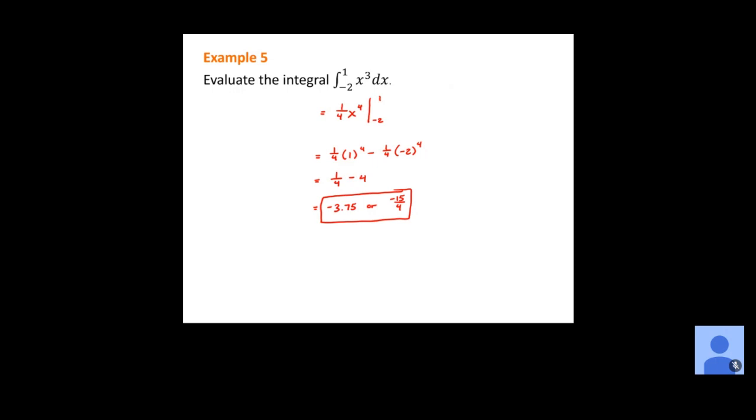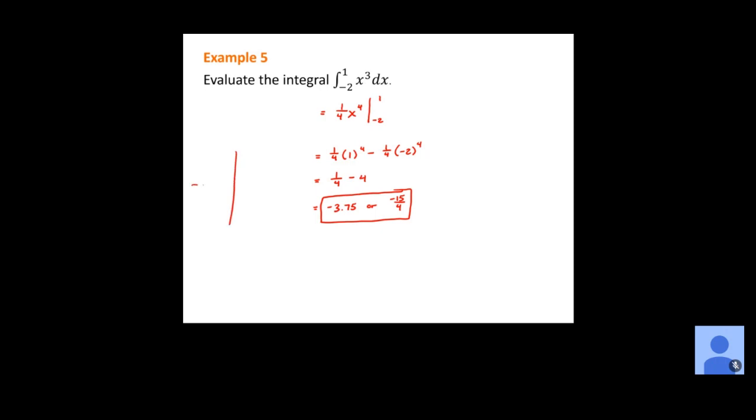Again, that is the exact value of the area under the curve x cubed on the interval from -2 to +1. And again, keep in mind, because we get a negative area, that just means that more of our area this time is below the x-axis.